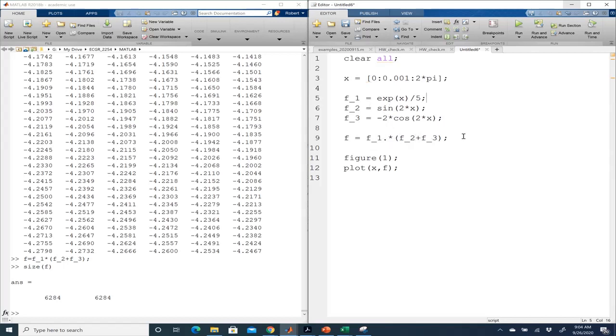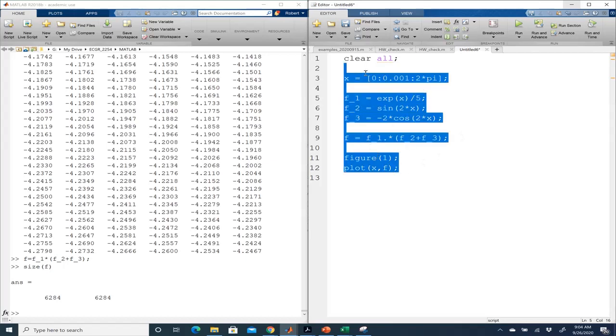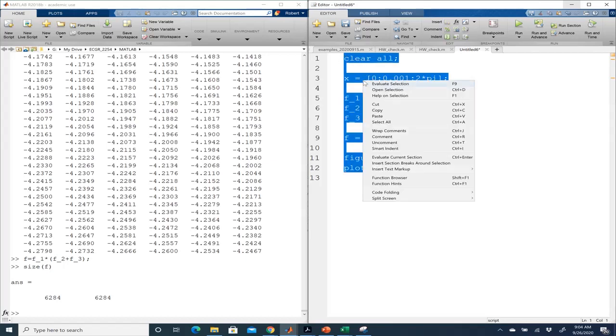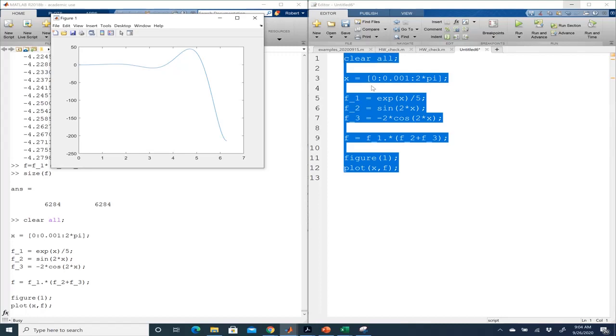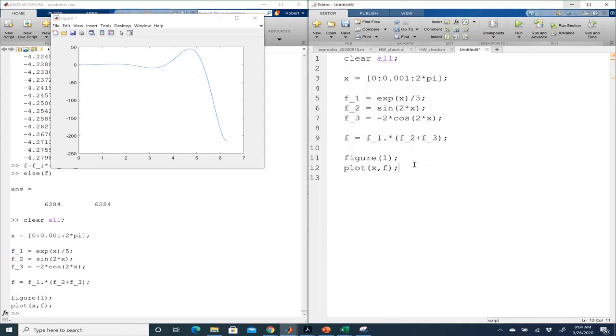Now, creating the plot is pretty straightforward. Let's run that, and there's my plot. Notice one thing I always do is include this figure 1 here. If I do that, it makes sure the plot always shows up directly for me.